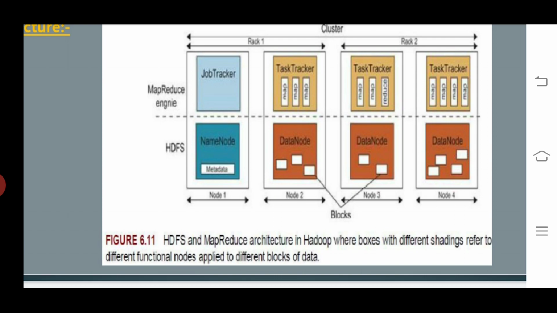If you look at this, the task tracker and map function will be used there in rack 1 and rack 2. And coming to the task tracker, what does it manage? The task tracker manages the execution of individual map and reduce tasks.